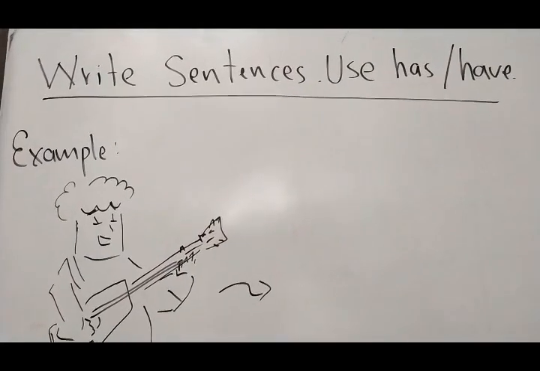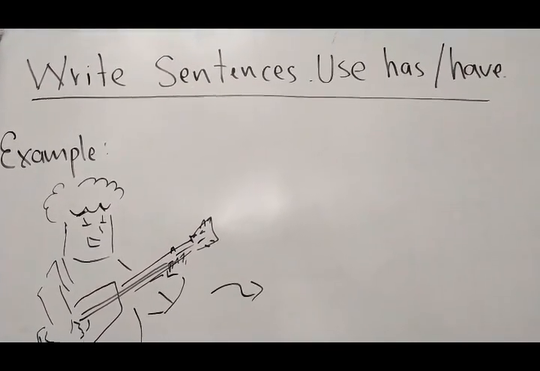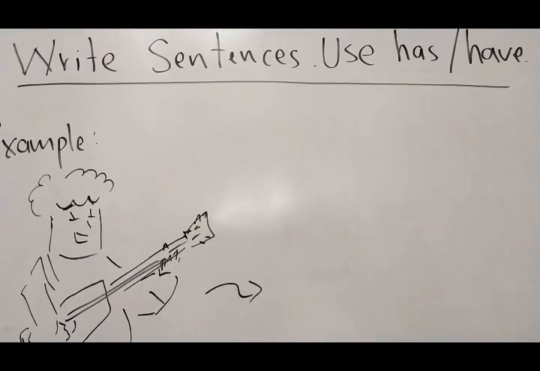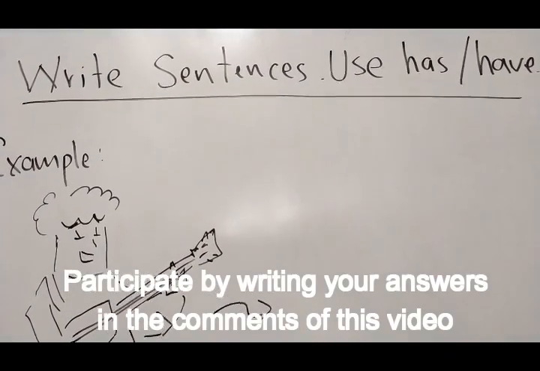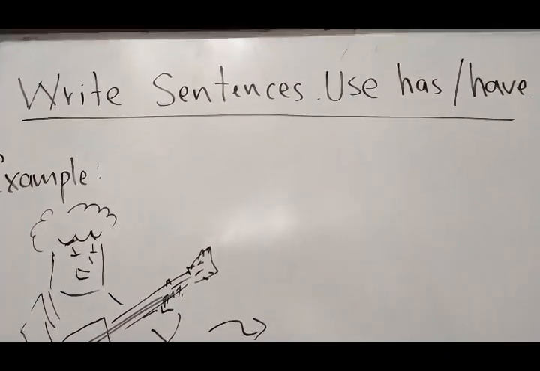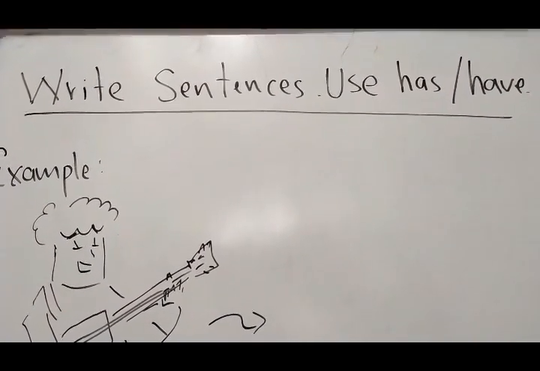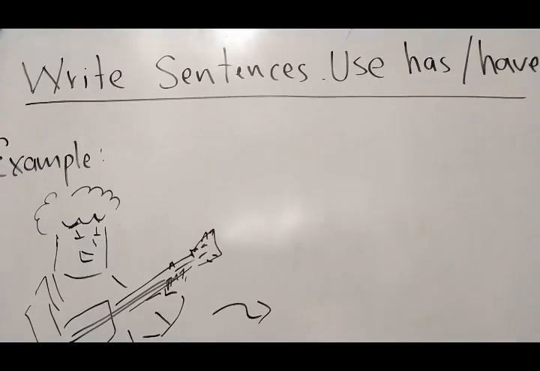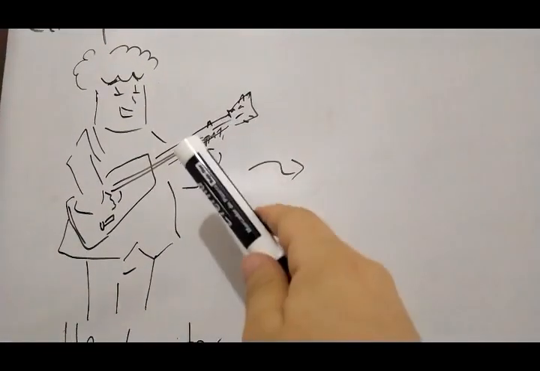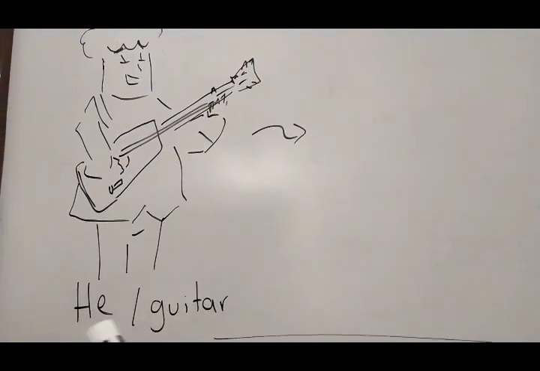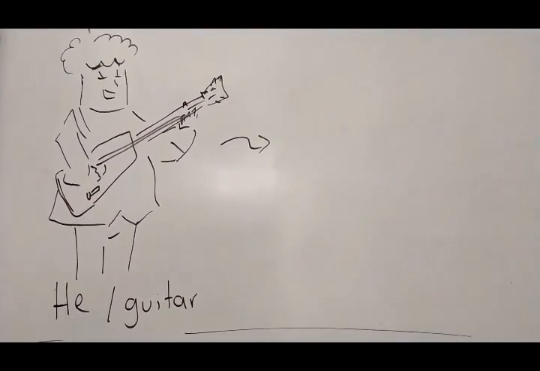Okay guys, now before we continue with the next topic, we're going to do this brief activity. Remember that you can participate in this activity by answering in the comments of this video. So, what is the activity about? You're going to write sentences using has or have, depending on the example. We have here a picture and the clues. He, guitar.